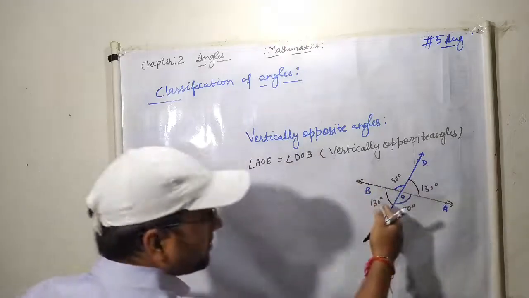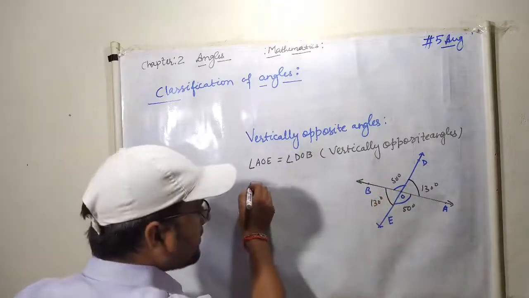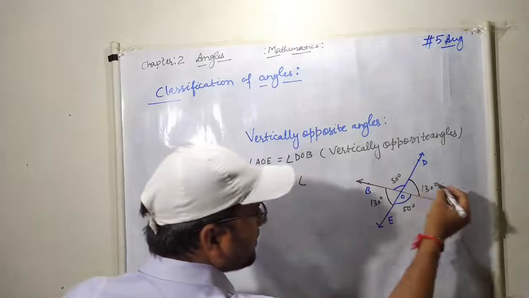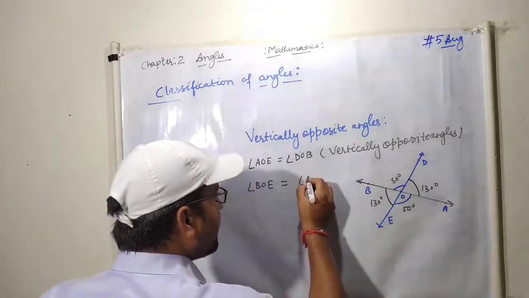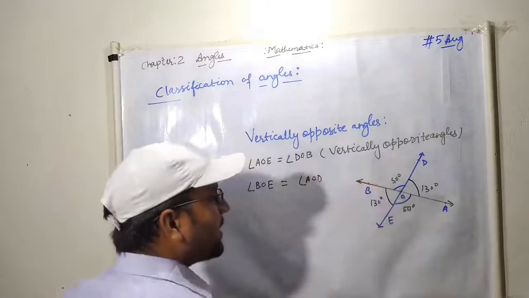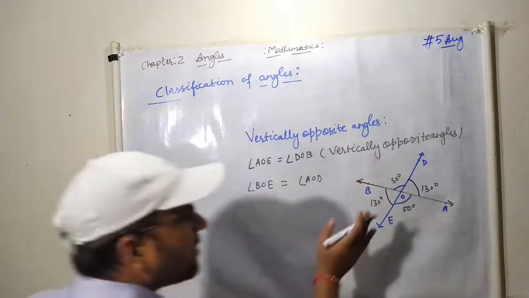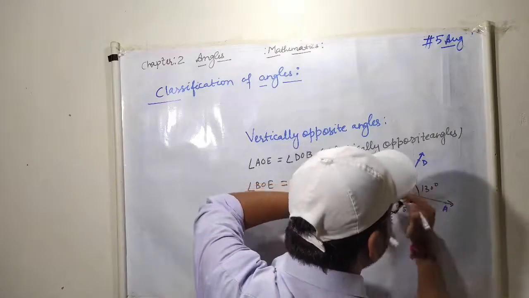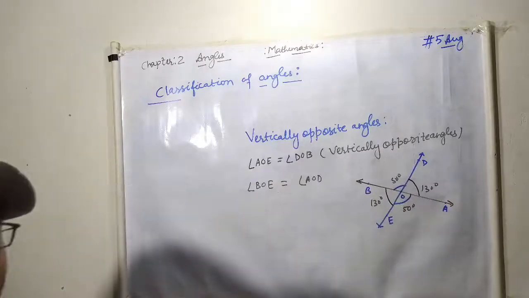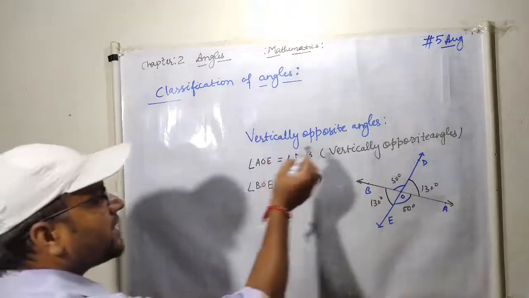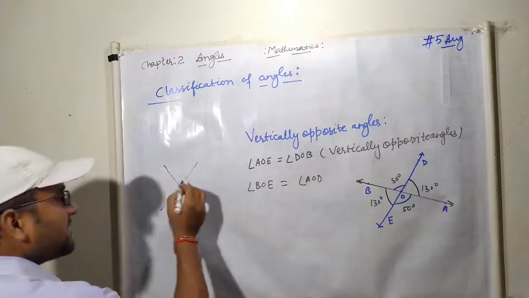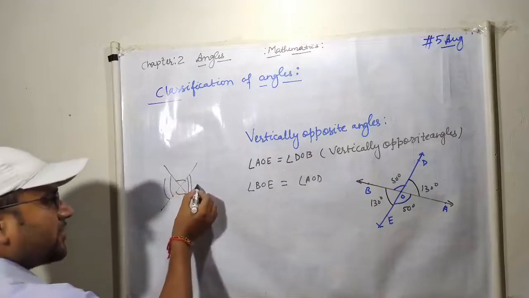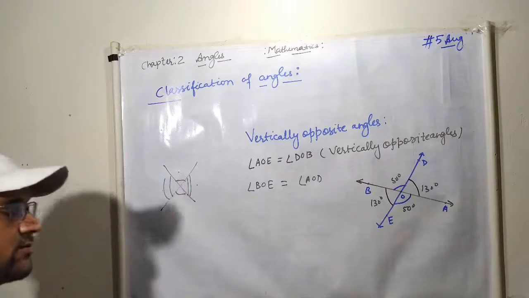Another pair is angle BOE. Angle BOE is equal to angle AOD. It is also known as a vertically opposite angle. It is also forming a linear pair. 50 plus 130 is equal to 180. So this is known as a vertically opposite angle. When two lines intersect each other, they form vertically opposite angles. This angle is equivalent to this one, and this angle is equivalent to this one.